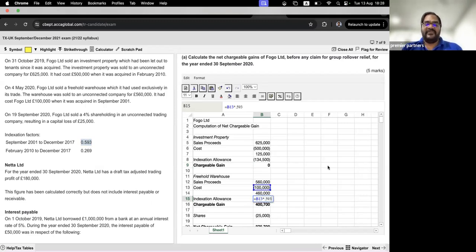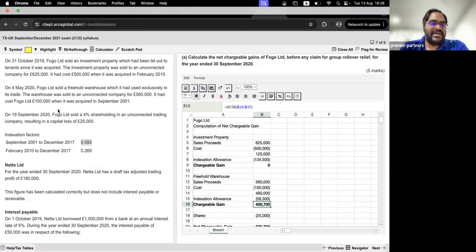So I applied 0.593 on 100,000, which comes to 59,300. 460,000 minus 59,300, the chargeable gain is going to be £400,700. Are we clear with that? The warehouse, is it okay?